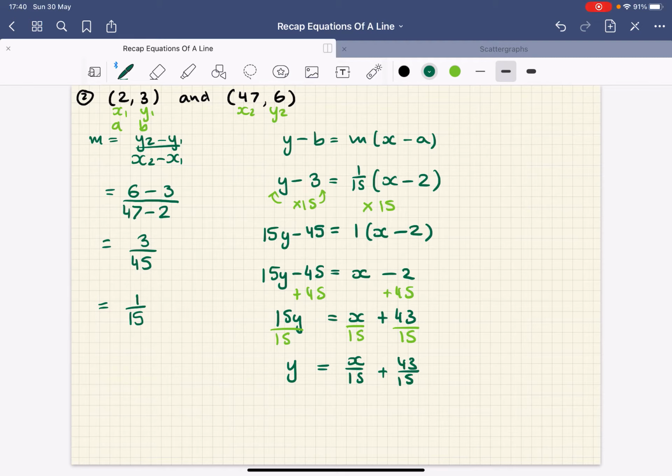Let me know if you have any questions, and in the next video we'll go on to how we use this with our scatter graphs.